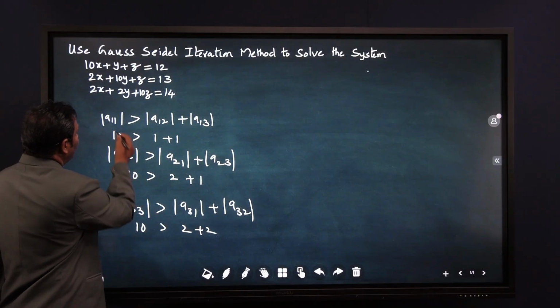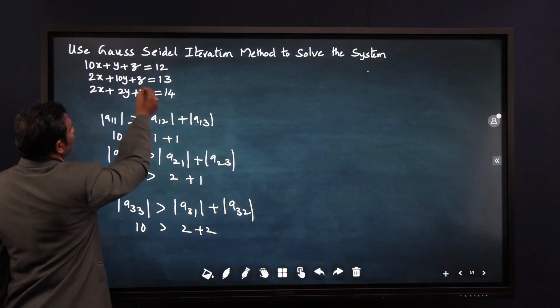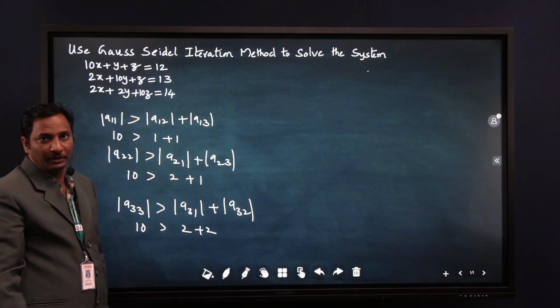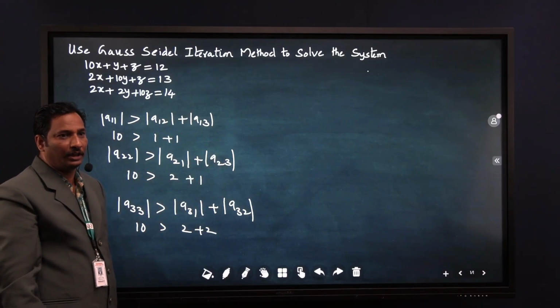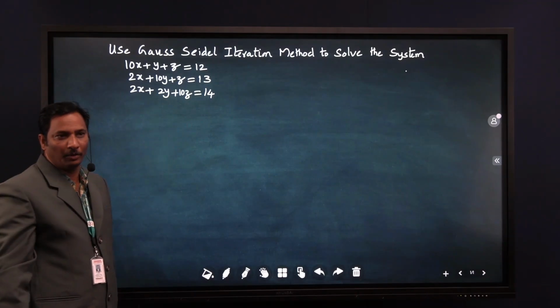Now you see that all the diagonal elements, a11, a22, a33, are greater than the sum of the other coefficients. So clearly we can say that the given system is diagonally dominant.